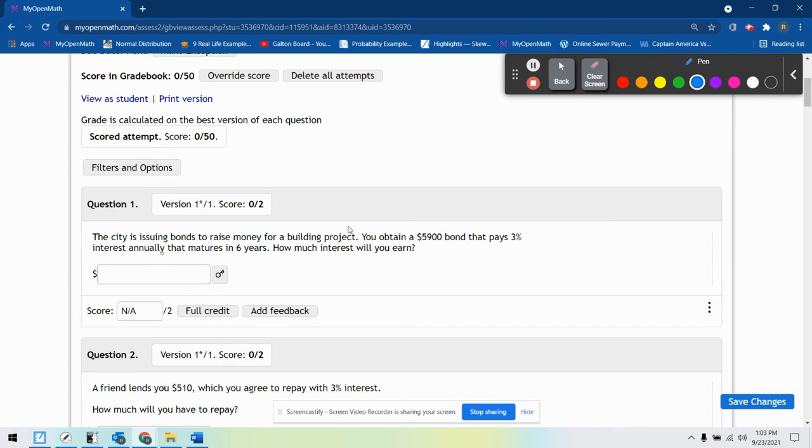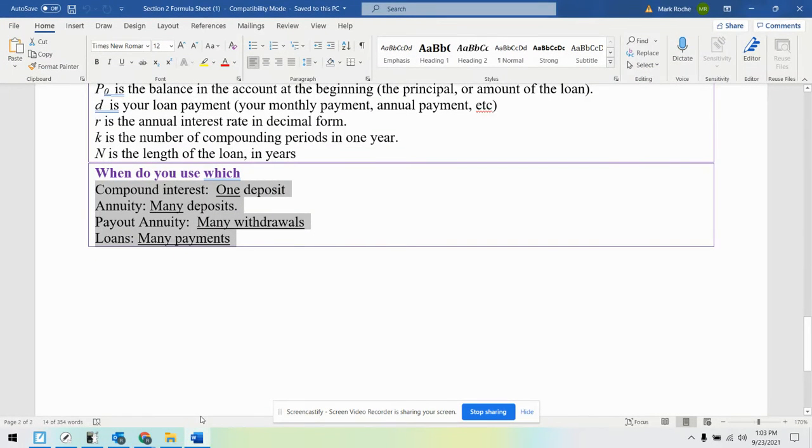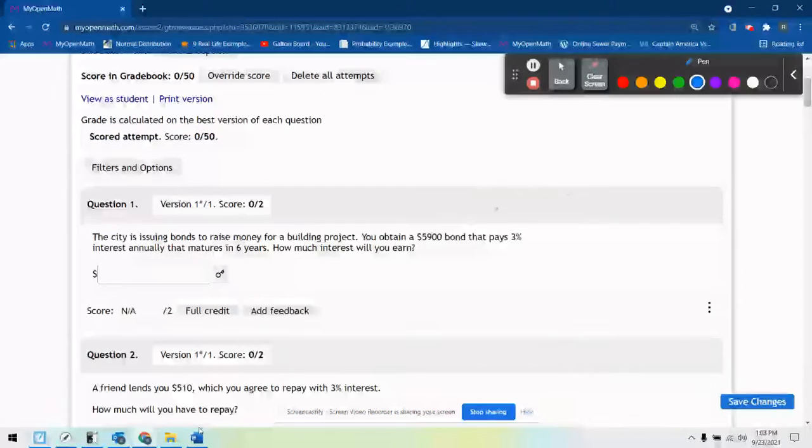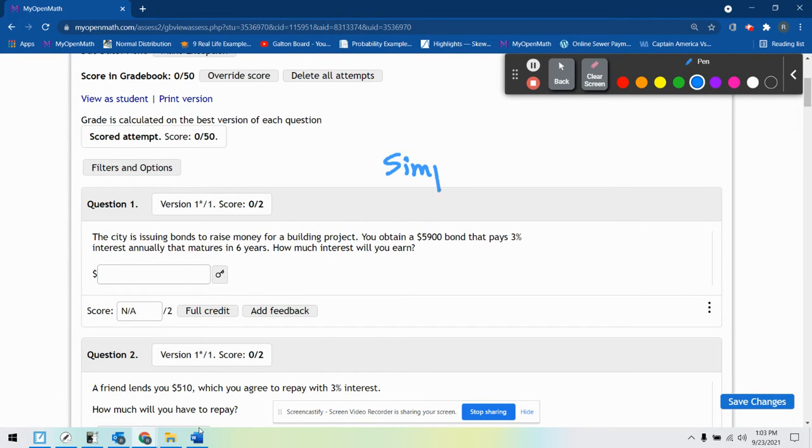There's no compounding here. Okay, no mention of compounding. So if it doesn't have any compounding, it's not even going to be any one of these four. So it's either going to be simple interest or simple interest over time. Now, which one is it? Well, it mentions time here. So this is going to be simple interest over time. So you're just going to use I equals P naught times R times T. Okay.